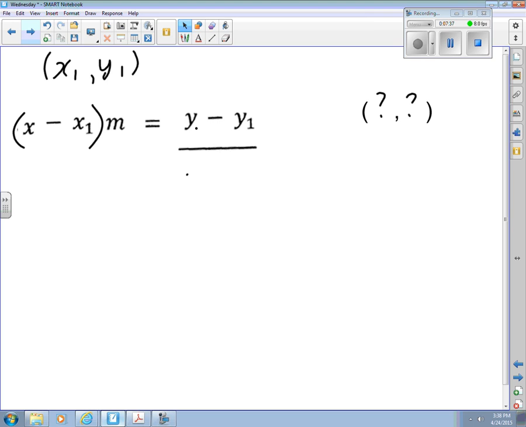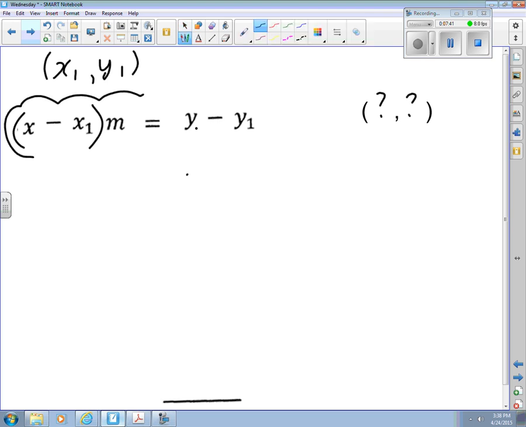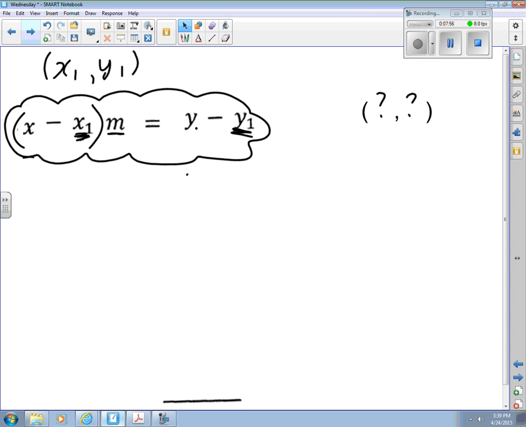Of course, this doesn't mean anything anymore. And that right there is my formula that I can use to find the equation of a line if all I know is 1 point, its x and its y coordinate, and the slope to some other point, even though I don't know what that some other point is.